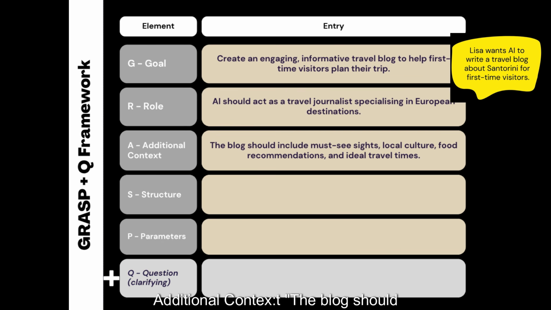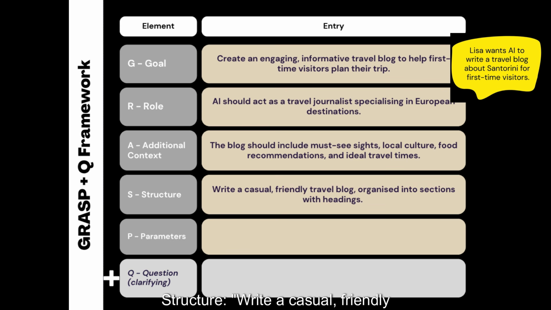Additional context: the blog should include must-see sites, local culture, food recommendations, and ideal travel times. The structure: write a casual, friendly travel blog organized into sections with headings.